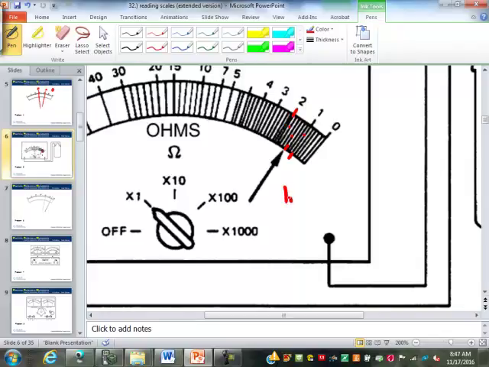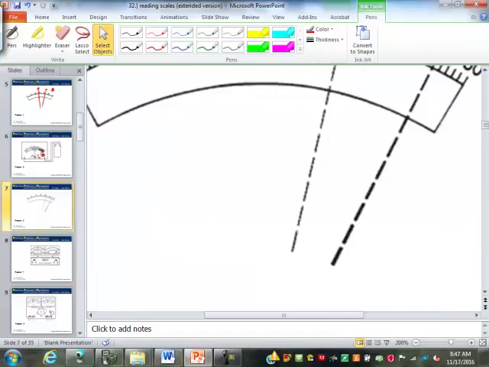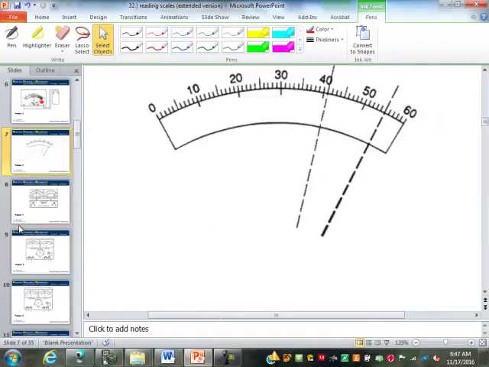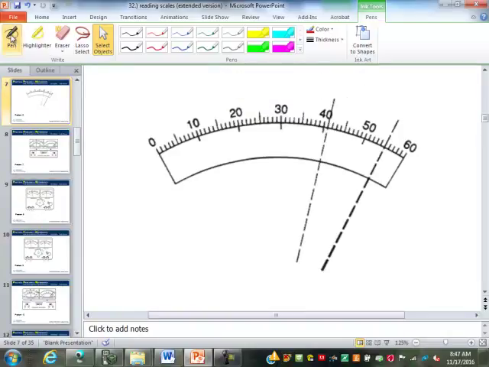Now it's 1.5. What do I have to do with that? Down here, do I have to multiply by 1,000, 100? Multiply by 1, so I'm just going to leave it. That is 1.5 ohms. So for this one, find the change. What's this meter read? 41, and this one, 55. So the change is, just subtract the two numbers, 14 units.